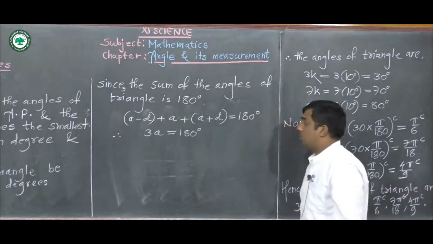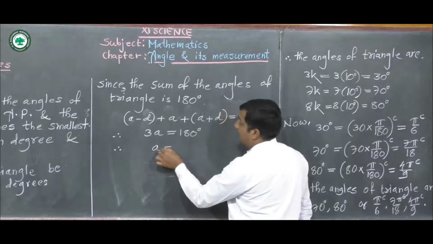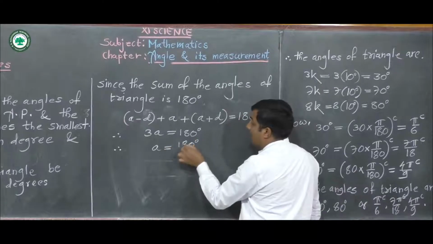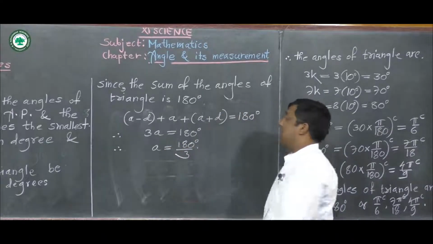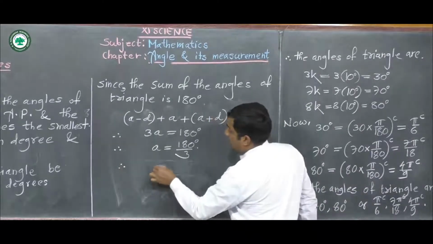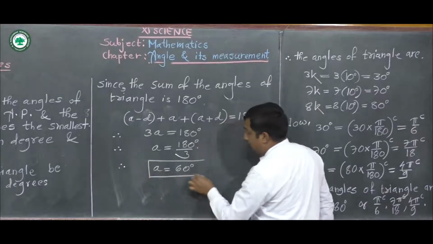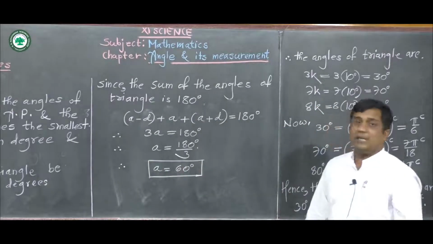3A is equal to 180 degrees, and in the next step we get A is equal to 180 degrees upon 3. And we know 180 upon 3 is 60. So here A is 60 degrees.